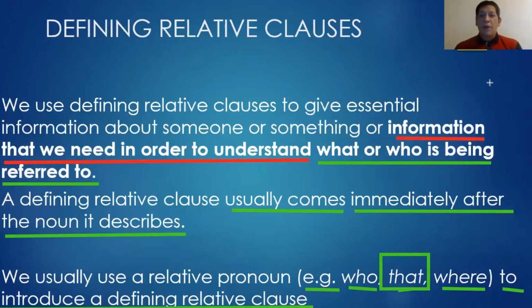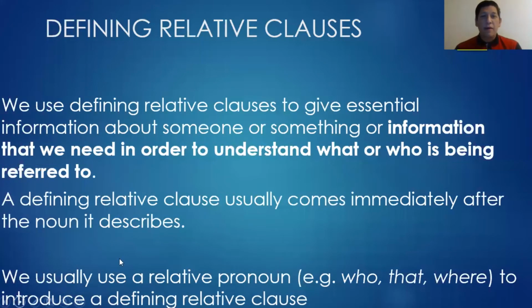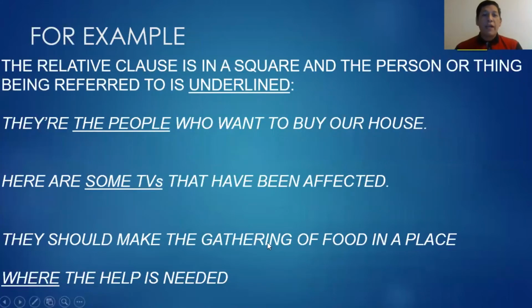Now, erasing this part, let's continue with the next one. It says in here, for example, the relative clause is in a square and the person or thing being referred to is underlined.